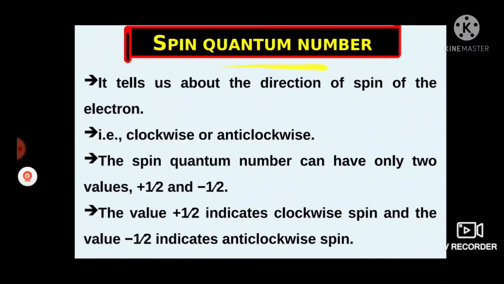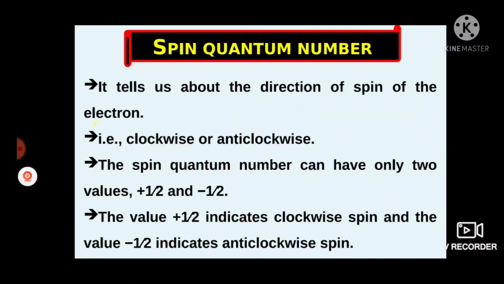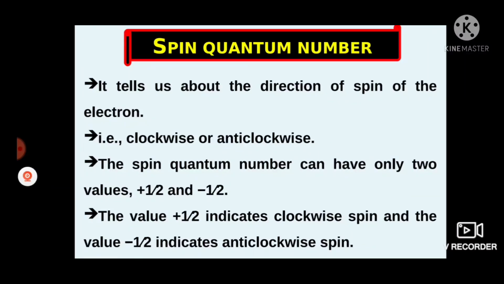Spin quantum number. It tells us about the direction of spin of the electron, that is anti-clockwise or clockwise. The spin quantum number can have only 2 values, that is plus half and minus half. The value plus half indicates clockwise spin and the value minus half indicates the anti-clockwise spin.